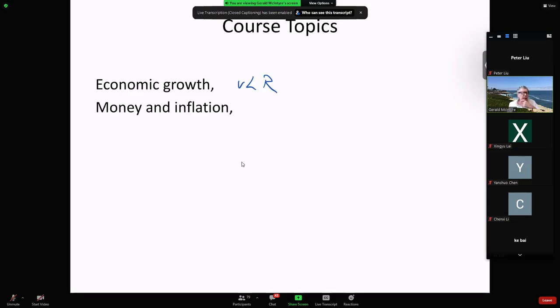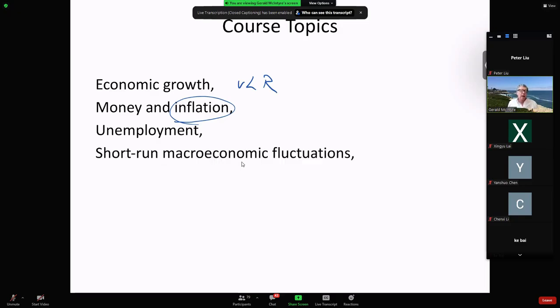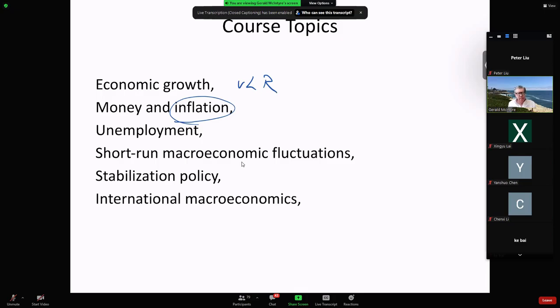Some of the topics: economic growth over the very long run, money and inflation. Inflation has been noted as the number one macroeconomic and political problem facing the United States economy today. We'll talk about money and inflation. We'll talk about unemployment. Unemployment is at historic lows right now. We'll talk about short-run macroeconomic fluctuations, which is sometimes called the business cycle, how the U.S. economy moves through periods of recession and expansion, how that happens, why that happens, and what policymakers can do to smooth out the effects of macroeconomic fluctuations. We'll talk about stabilization policy, how policymakers use tools to try to stabilize macroeconomic fluctuations.